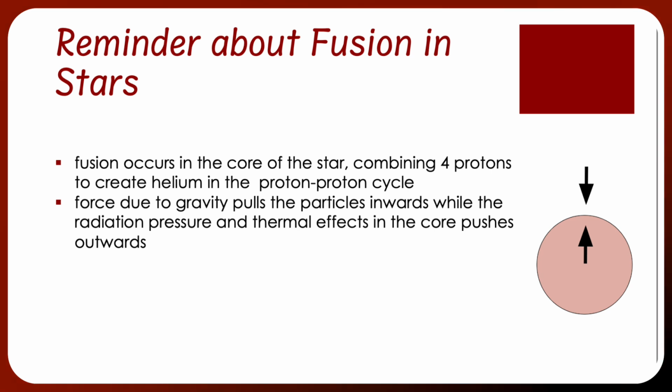Before we get started, let's just have a quick reminder about fusion of stars. I have another video about this. We've got here that fusion occurs in the core of the star, and it starts off with 4 protons and they combine in a 3-stage cycle. We call it the proton-proton cycle. And as it does that, it also releases energy, some beta positive particles and some neutrinos.